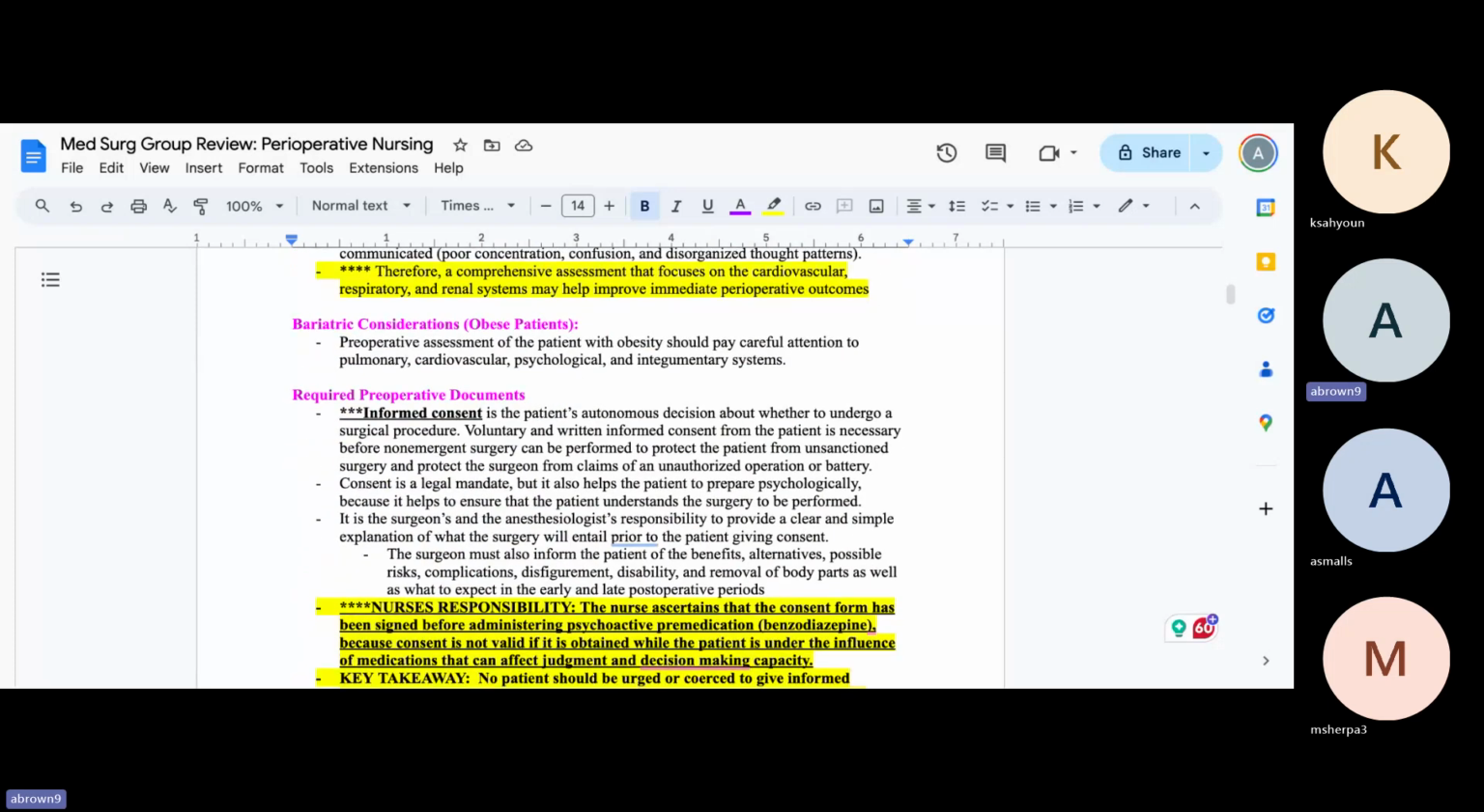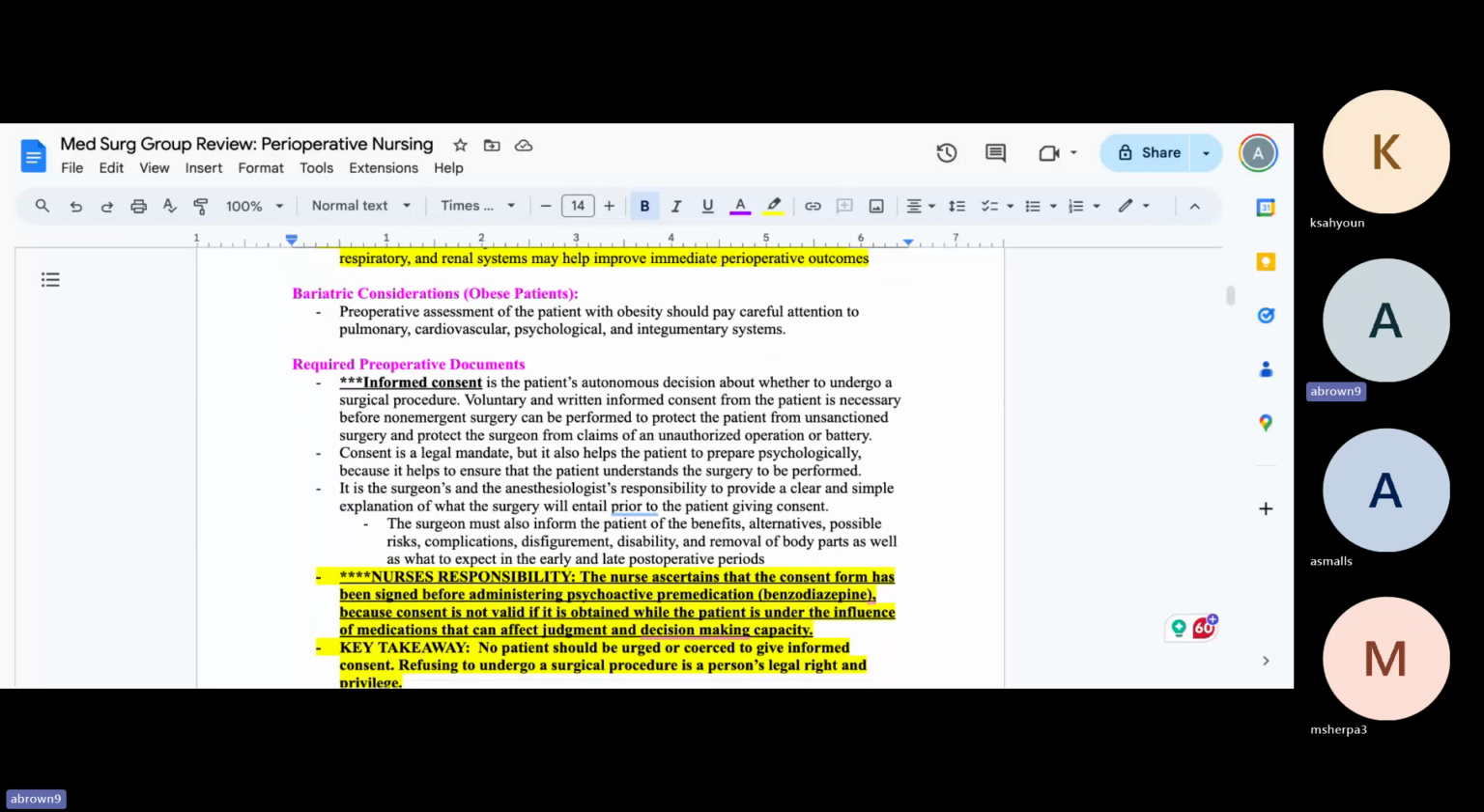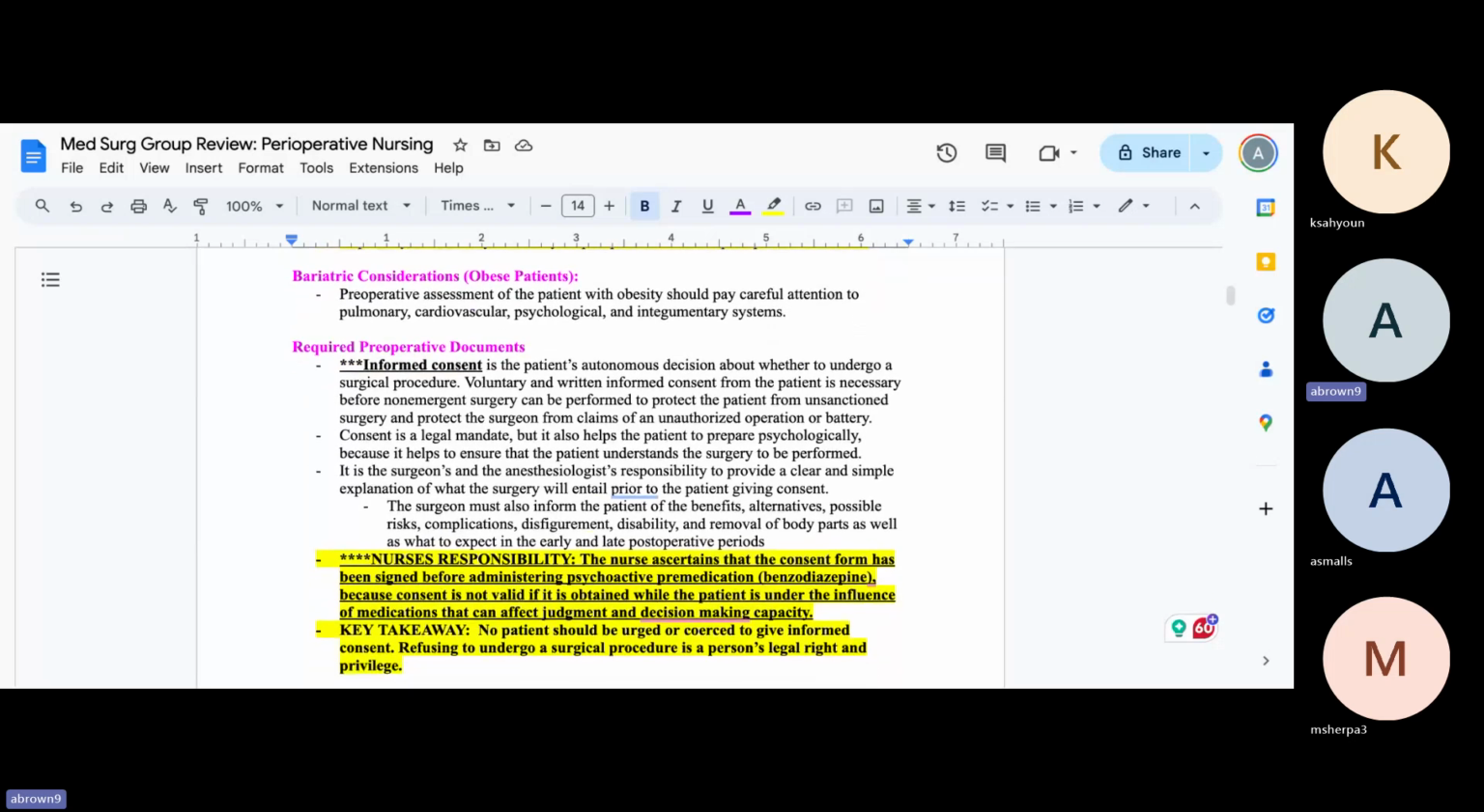In terms of bariatric considerations, so these are obese patients. Preoperative assessment of the patient with obesity should pay careful attention to pulmonary, cardiovascular, psychological, and integumentary systems. So again, we're going to do all our checks with patients, all of the body systems, which we'll get into a little bit later.